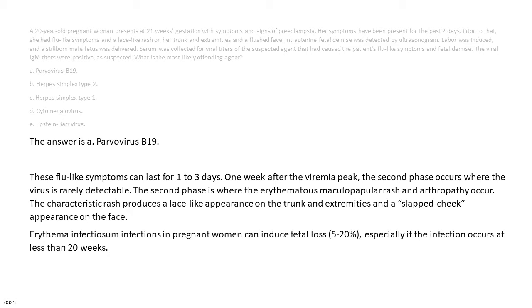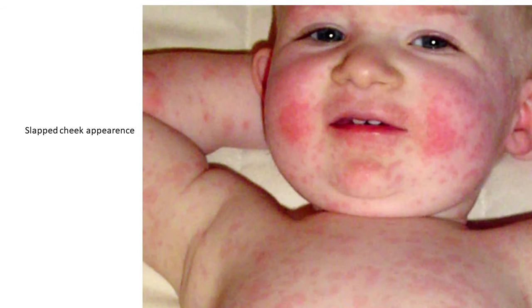1 week after the viremia peak, the second phase occurs, where the virus is rarely detectable. The second phase is where the erythematous maculopapular rash and arthropathy occur. The characteristic rash produces a lace-like appearance on the trunk and extremities and a slap cheek appearance on the face. Erythema infectiosum infections in pregnant women can induce fetal loss, 5 to 20%, especially if the infection occurs at less than 20 weeks.